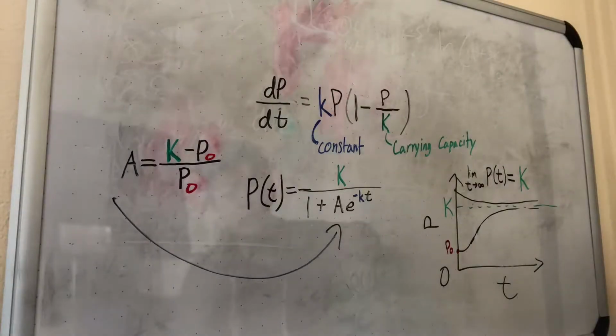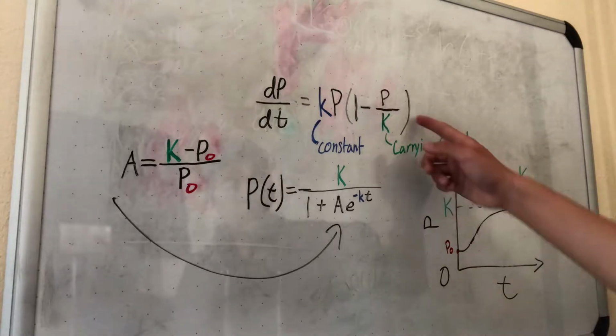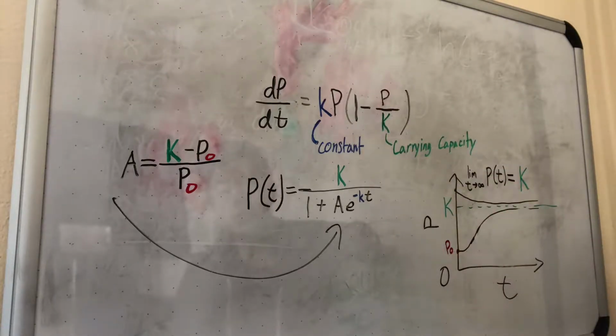Before I start with the practice problems, I just want to review the basics of logistics. So let's start with a differential equation because that's usually what you're given in problems. And the equation is dp over dt equals little k, a constant, times p, multiplied by 1 minus p over big K, which is the carrying capacity of the population.